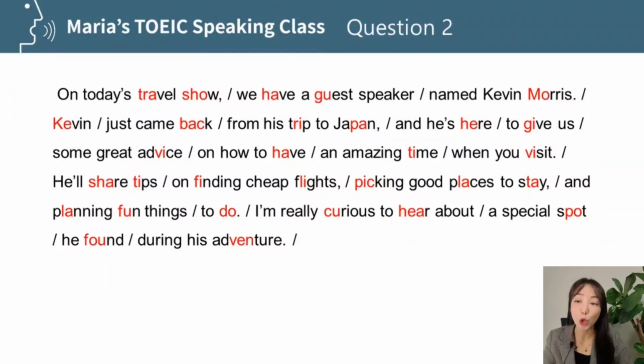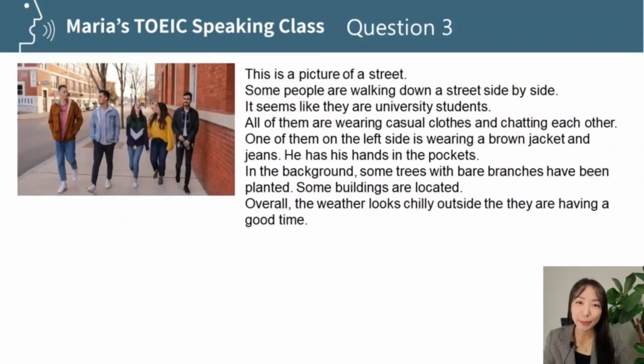궁금한, 호기심이 있는, curious. 자, 모험. 탐험, adventure, adventure 이렇게 잡으시면 되겠습니다. 그림 묘사 가겠습니다. 3번, 길거리를 걷고 있는 사람들.